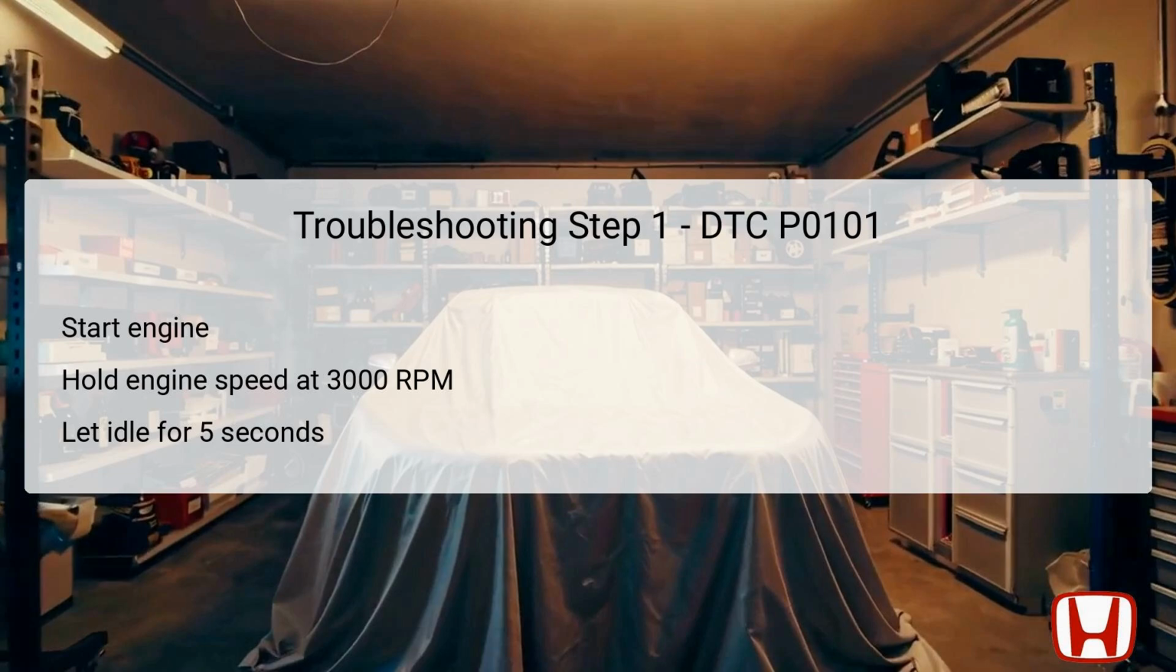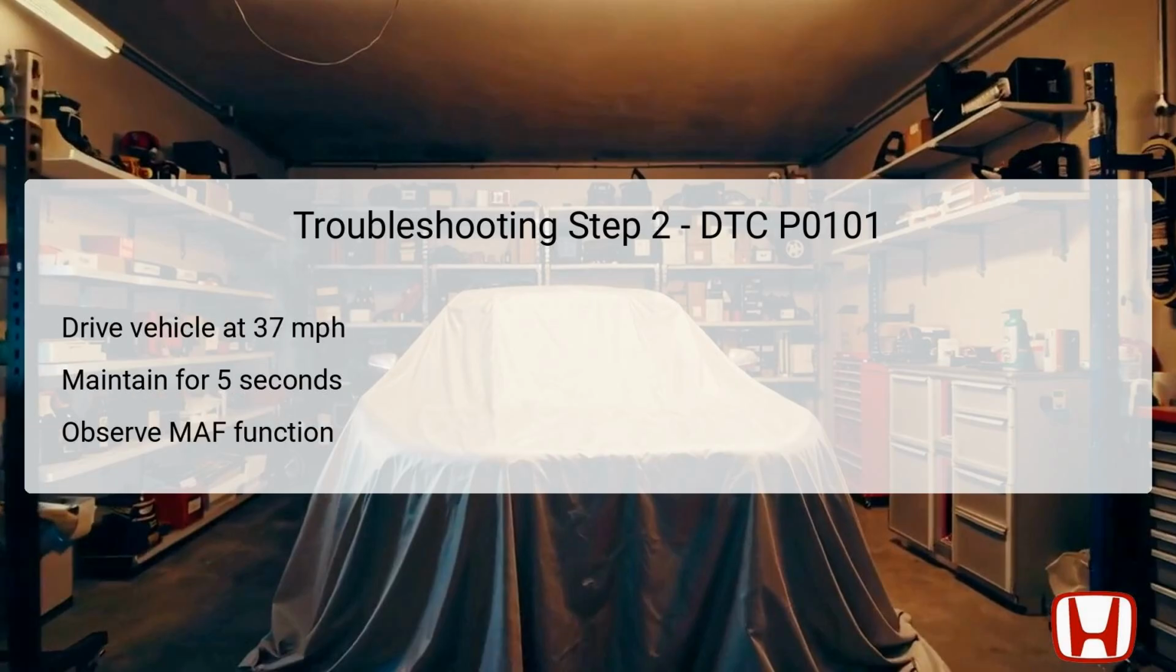This step is essential because it allows the PCM to assess MAF sensor readings under a controlled condition and establish baseline data. After maintaining this RPM for a specific time until the radiator fan activates, it's crucial to let the engine idle for at least 5 seconds. This period allows for the stabilization of various engine parameters, aiding in accurate diagnostic outcomes. Following these steps ensures that the technician gathers significant data for further analysis of the MAF sensor's performance.